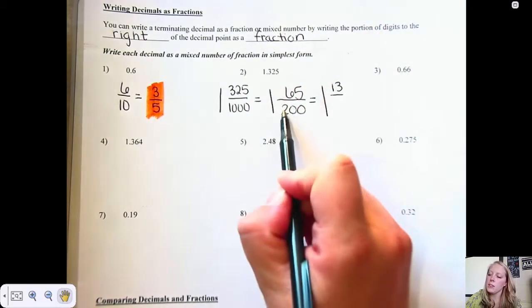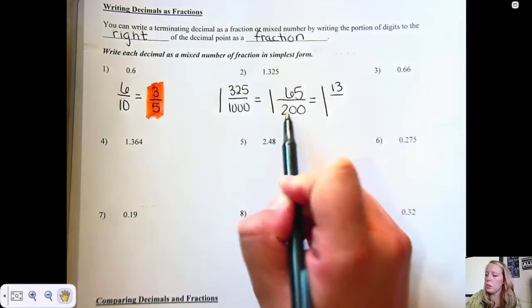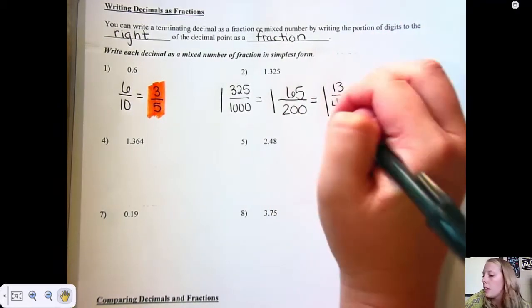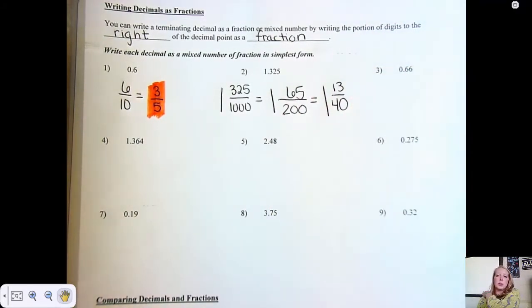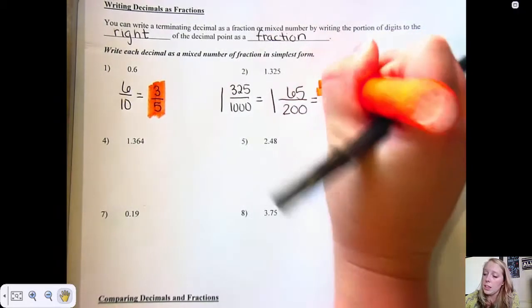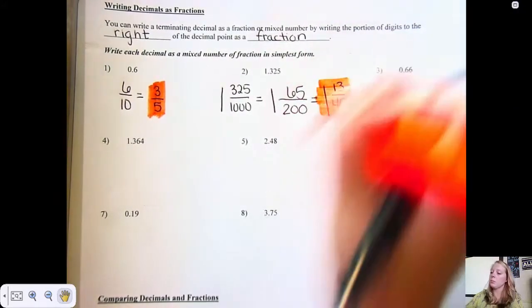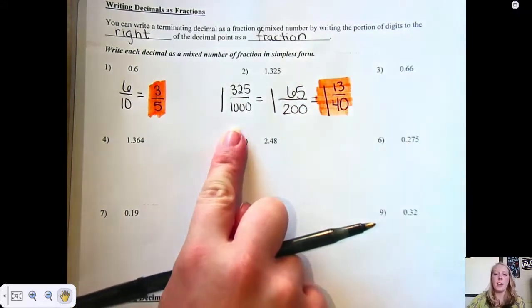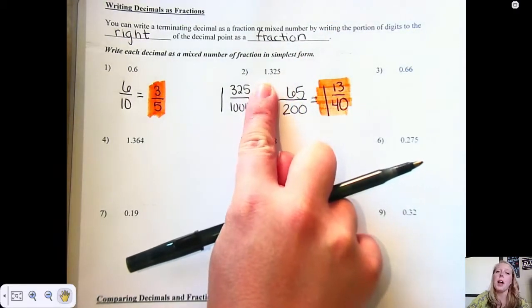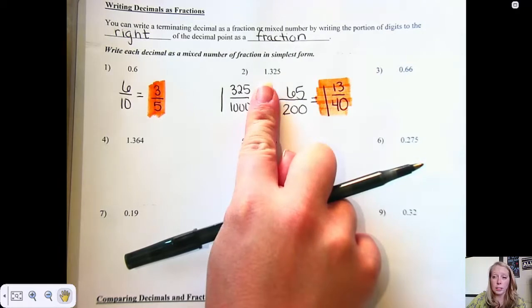And how many 5s go into 2? 0. 20, it'd go in exactly 4 times. And don't forget that other 0, 5 would go into 0 0 times. So this answer is now going to be 1 and 13/40. That is the exact same thing as 1 and 325 thousandths. It is the exact same thing as 1.325. They're just all written a little differently.